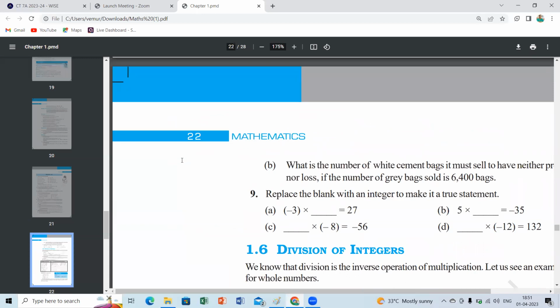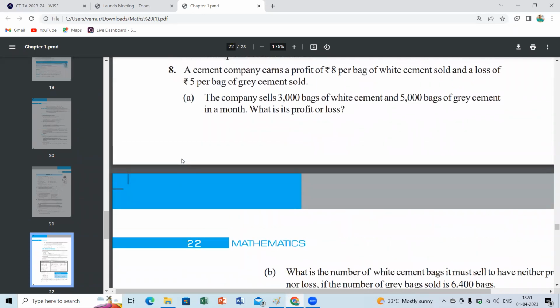Okay, ma'am. That's all, children, for the day. Tomorrow, Sunday, you have a test till multiplication. Okay? Addition, subtraction, multiplication.